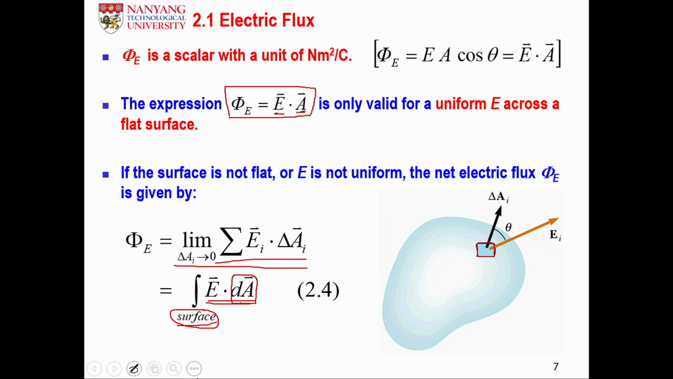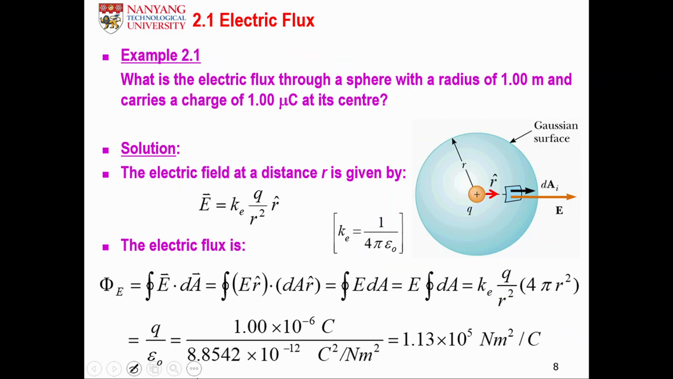So this is the electrical flux. So basically now, in principle, we can determine the electrical flux for any surface, right? Let's say if you look at this example, it asks you to determine the electrical flux through a sphere of radius 1 meter, and it carries a charge of 1 microcoulomb at the center.